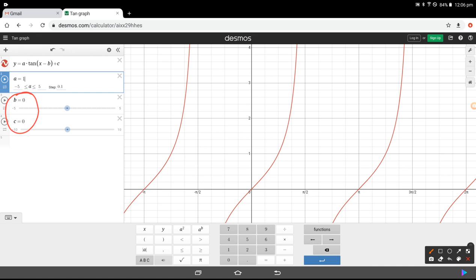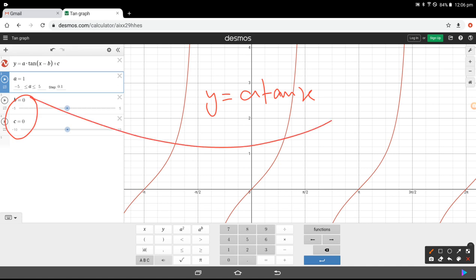Don't care about B and C. I kept B and C at 0, so no C, no B. So the equation turns out to be y equals a tan x. Why, sir, you can ask me? Because B and C are zeros, so they are no longer there. Now, common sense, multiplying outside is called a stretch of a times. For example, if I keep a as 1, it means no stretch, 1 means same. But if I make a 2 or 3, it will stretch by that same factor.